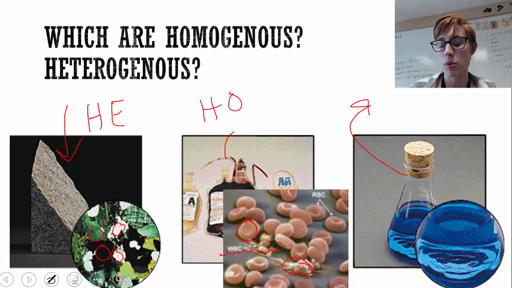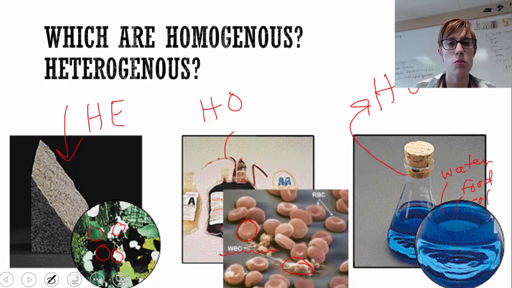And then this is an example of water with food coloring. So I know I have water, which is one type of chemical, and I know I have food coloring, which is a different type of chemical, so I know it's a mixture, but since it all looks the same, it is a homogeneous mixture.